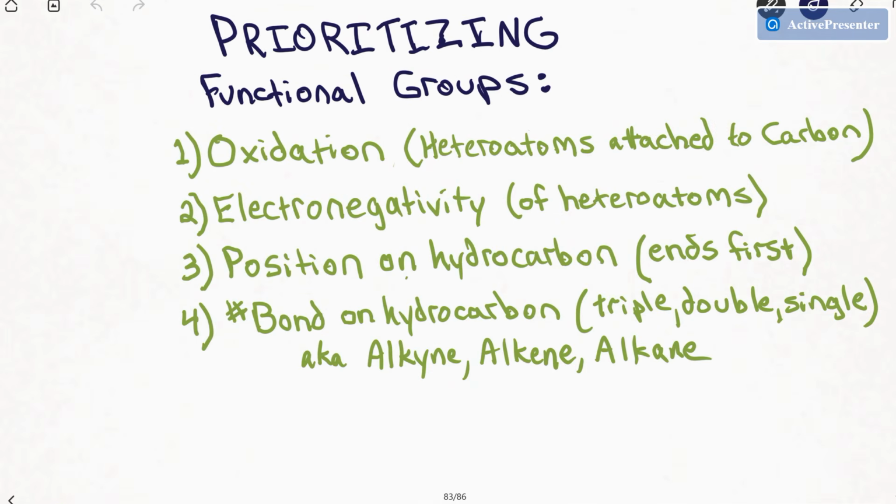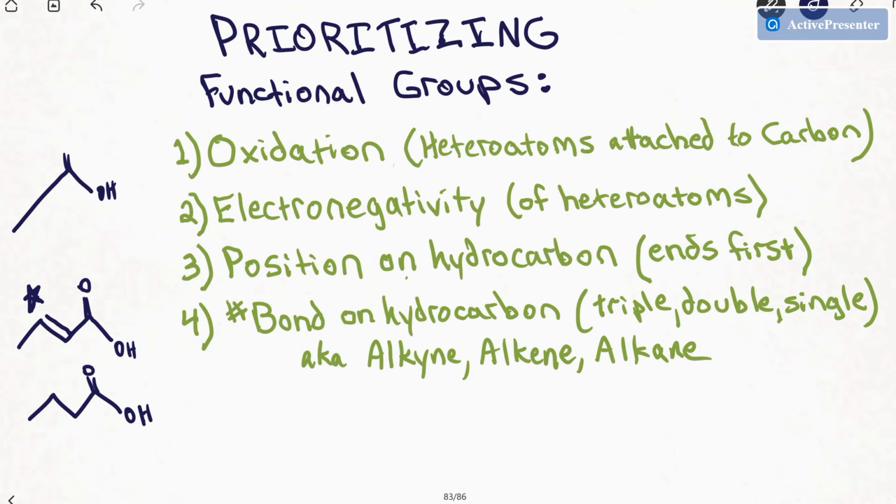Okay, and one more. If you still have functional groups to pick from, if all those three qualifiers did not help and you're still playing tug of war deciding between two different functional groups, then it's going to be the number of bonds on the hydrocarbon. If you have to pick from something like an OH with a double bond there versus something without a double bond, but it's the same otherwise, then you're going to pick the double bond over the single bond. And you're going to pick the triple bond over the double bond. So it goes triple, then double, then single is the bottom priority.